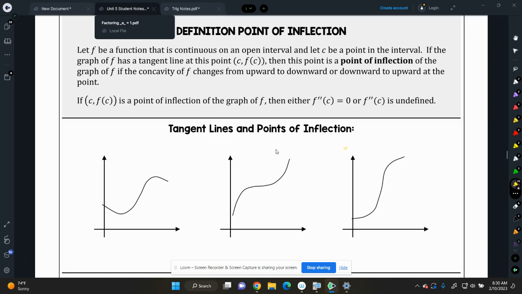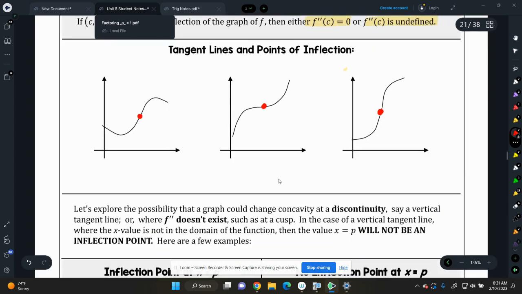It's also a point of inflection if f double prime is undefined or zero, but we already know about the zero part, right? So when we're looking here, this is going to be a point of inflection. Critical point, not like with the second. Yes, exactly. And this is a point of inflection, and this is a point of inflection. Okay. So we do have to consider where it's undefined.